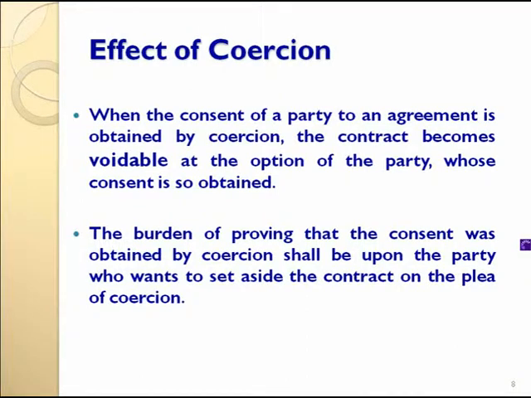In this case, the burden of proving that the consent was not free is on the shoulder of the victim. If A has taken wrong consent of B due to the pressure of coercion, then it is the duty of B to prove that he has not given his free consent, that he was actually bound due to physical pressure or some kind of threatening.